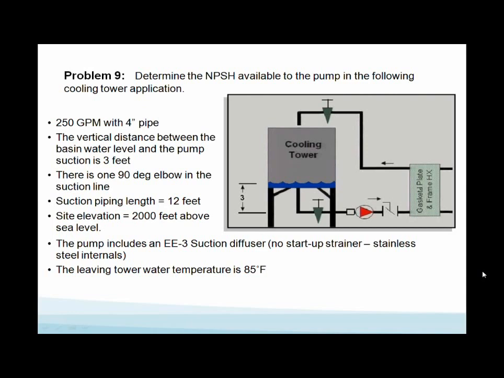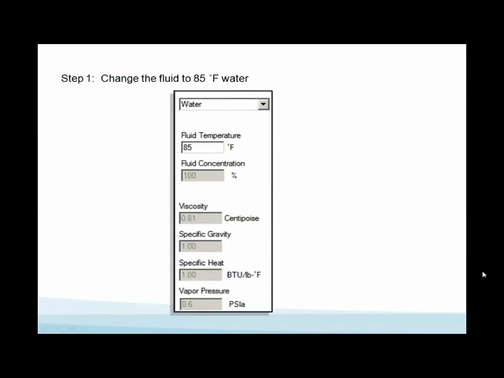And when you're doing NPSH calculations, that water temperature is critical because that gives you the vapor pressure of the liquid you're pumping. So you got all that information. Let's go see what we do with it. First thing is we go to the menu and we input 85-degree water. We're pumping 85. We need that vapor pressure. This takes care of it.